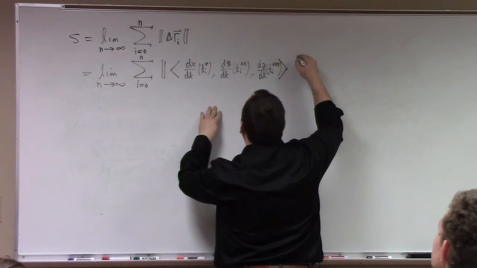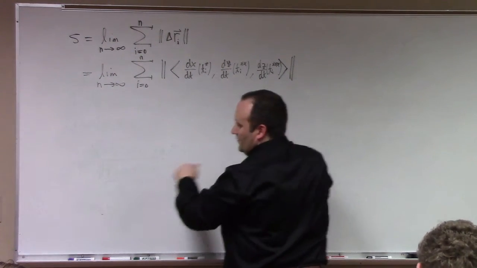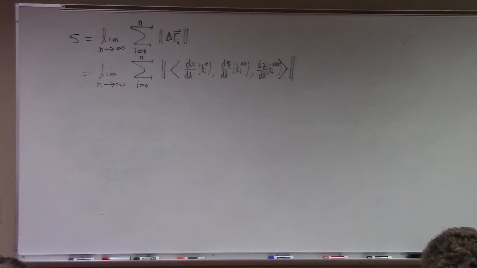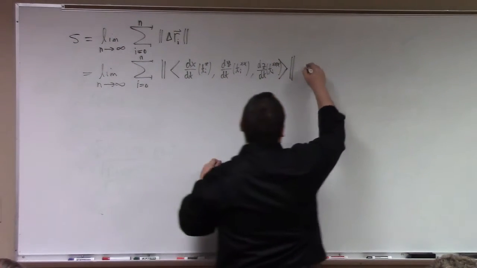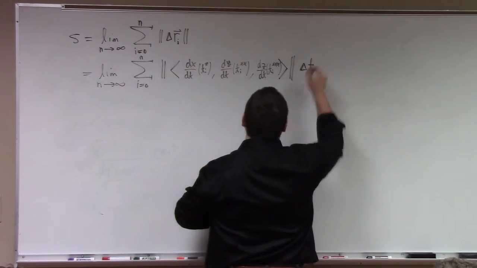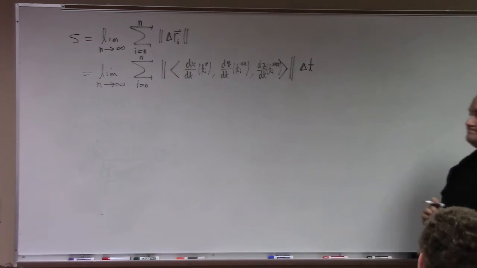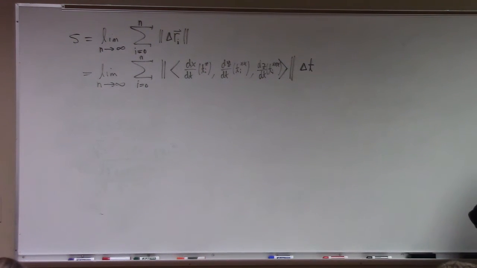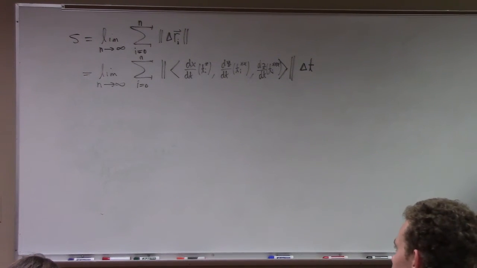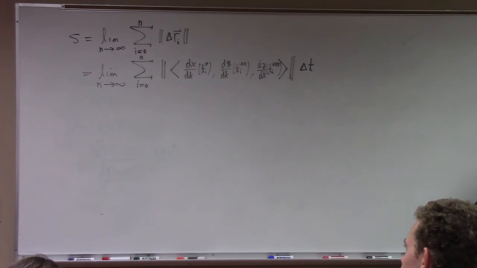But by properties of the length of a vector, you notice that we can pull this delta t outside the length of the vector, right? I have this vector times delta t, that's a number. I can pull it outside the vector length. And we're assuming it's positive, so we don't even need an absolute value there. What happens in the limit as n goes to infinity here? Well, anyway, the point is that that's the Riemann integral of a particular function.